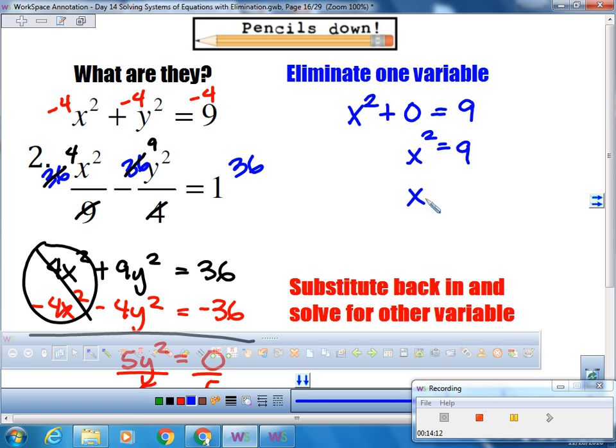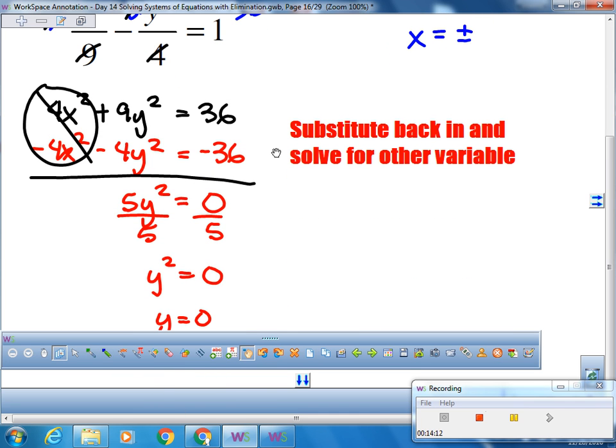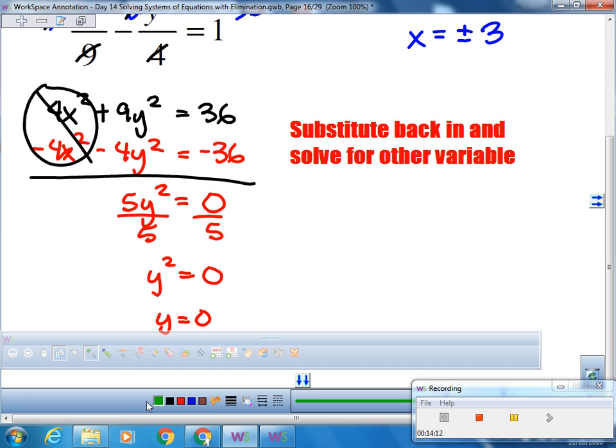So x equals plus or minus 3. So I have 2 different solutions here. Plus or minus 3. I'm going to make them in green. My solutions are when x is 3, y equals 0, and when x is negative 3, y equals 0.